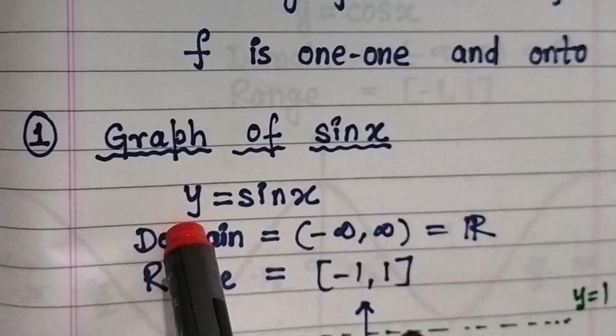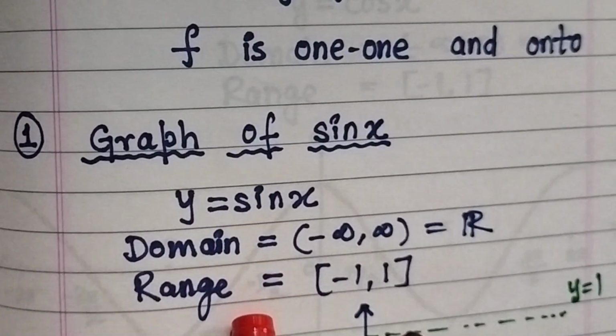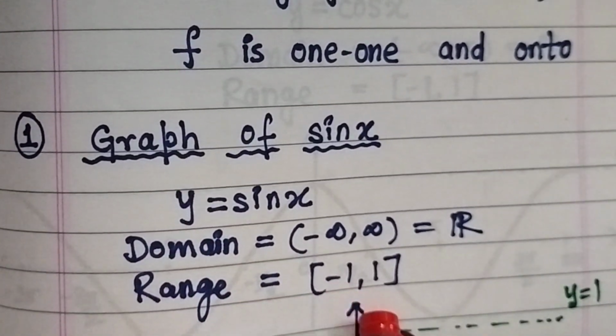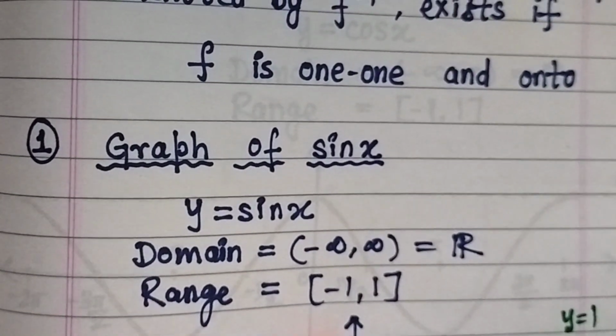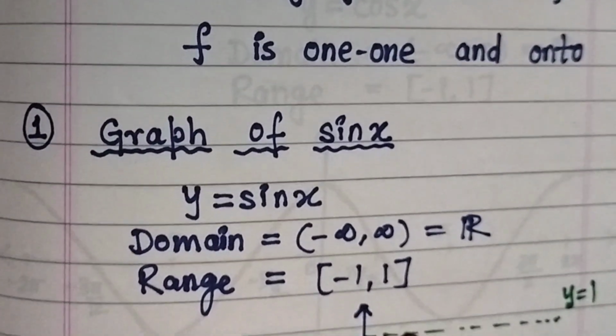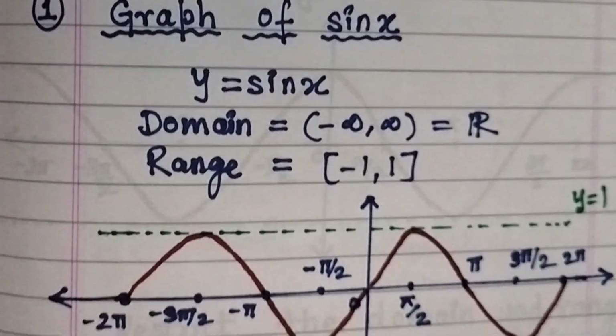First, take sine x. Okay, y is equal to sine x. As you know, the domain of this function is the whole real number line R, minus infinity to infinity, and the range is -1 to 1. Now let's see the graph of this function.